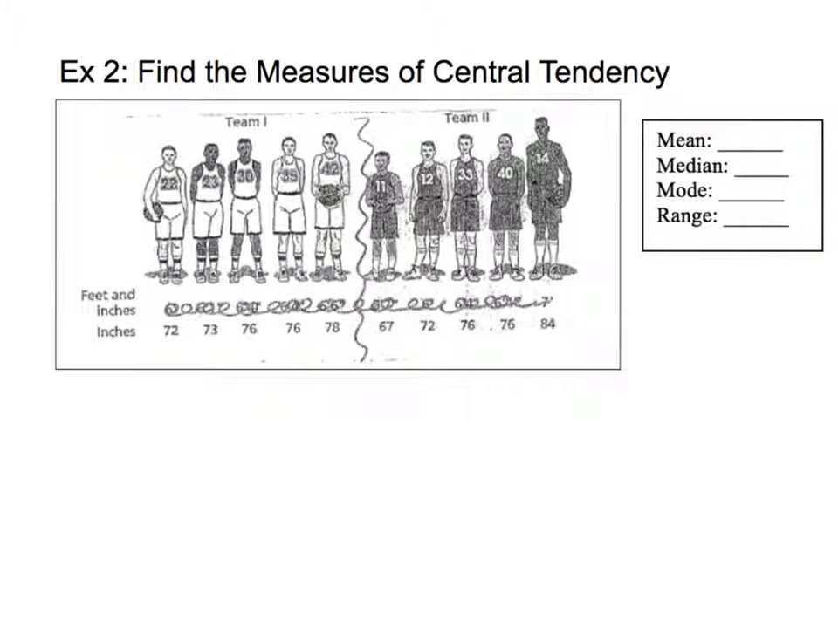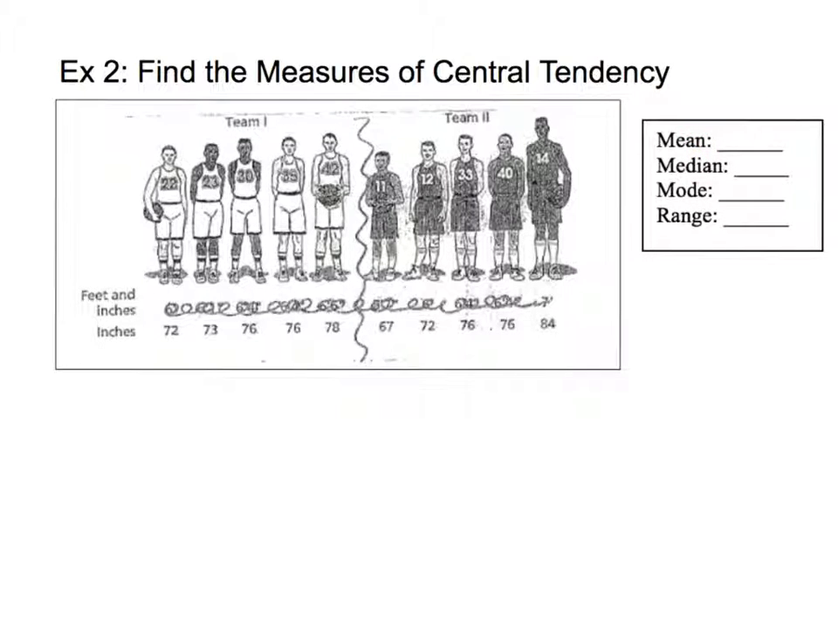Okay, so now we're going to find the measures of central tendency for these two groups of basketball teams. So if you look down here, these are the numbers in inches of these basketball players' height. And so we need to figure out maybe first the mean.